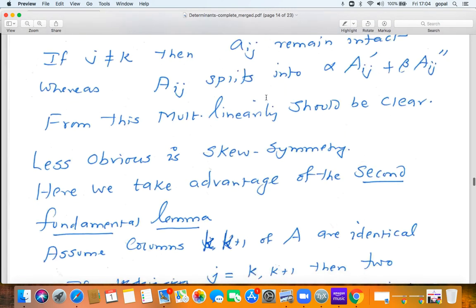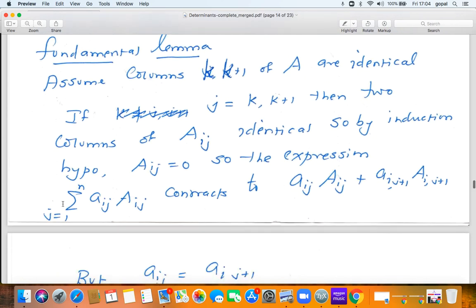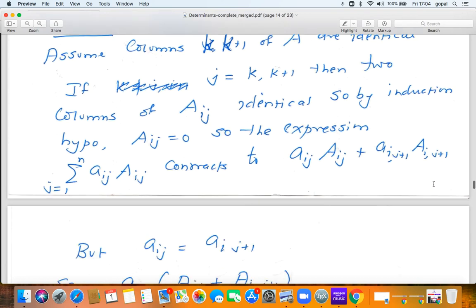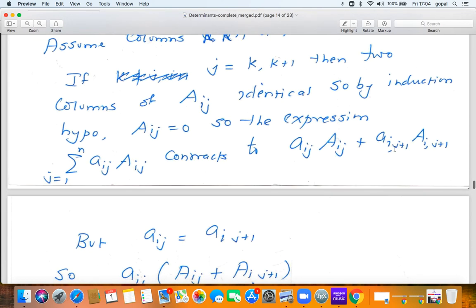And on the other hand, in this entire summation, j from 1 to n, a_ij capital A_ij, all we are left with is a_ik capital A_ik plus a_i,k+1 capital A_i,k+1. I think it should be k and k here, and k plus 1 and k plus 1. I will make a change before sending you the slides.